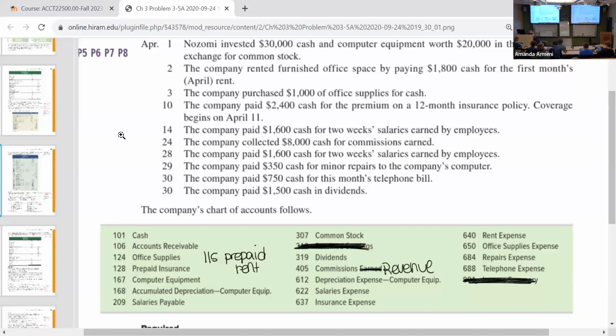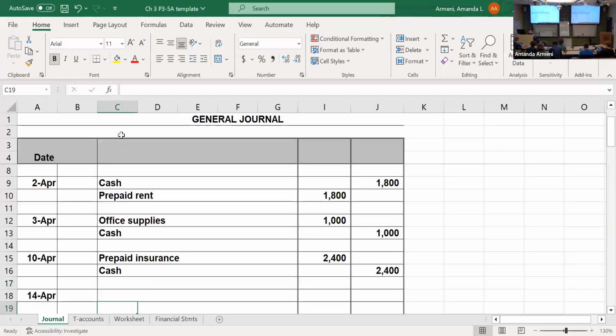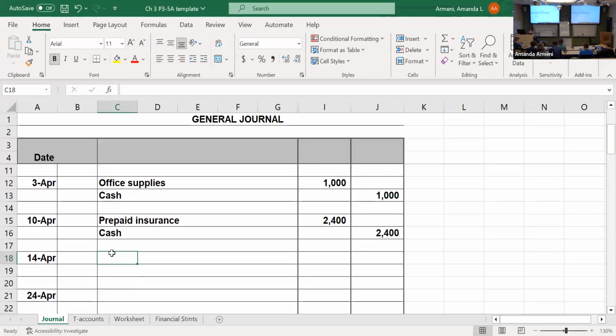Tim. Perfect. Debit salaries expense, credit cash. Everybody cool on April 14th? Any questions?